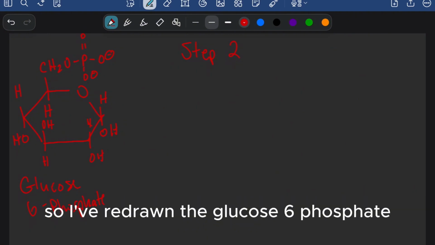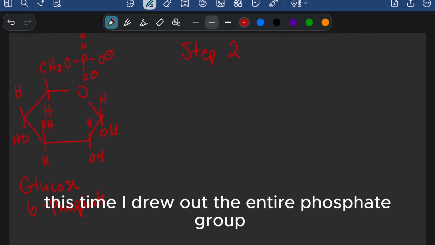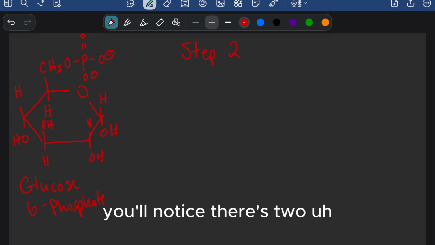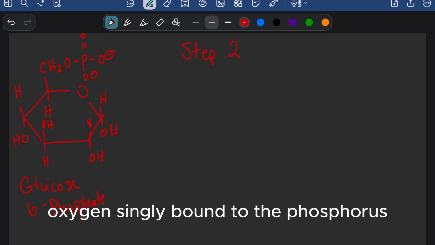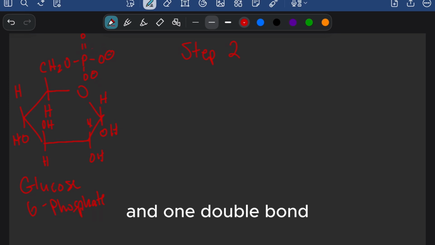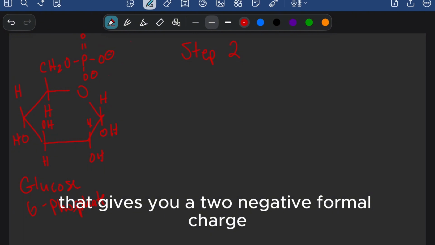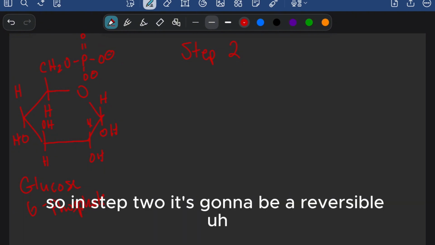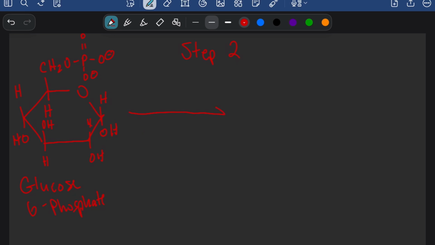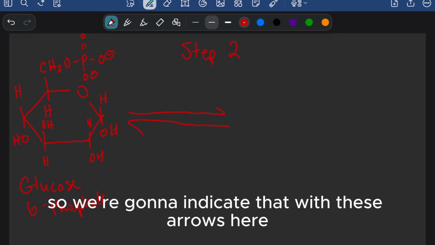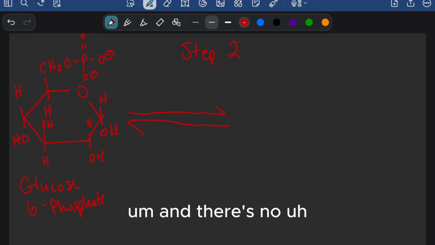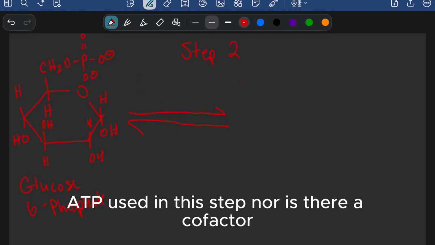So I've redrawn the glucose 6-phosphate. This time I drew out the entire phosphate group. You'll notice there's 2 oxygens singly bound to the phosphorus and 1 double bond. That gives you a 2 negative formal charge. So in step 2, it's going to be a reversible reaction this time. So we're going to indicate that with these arrows here. And there's no ATP used in this step, nor is there a cofactor.